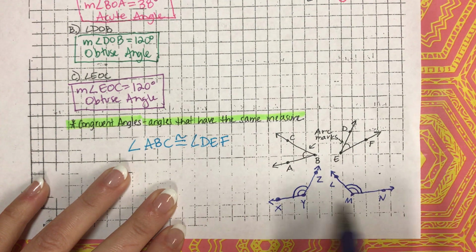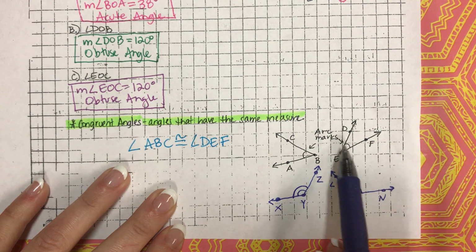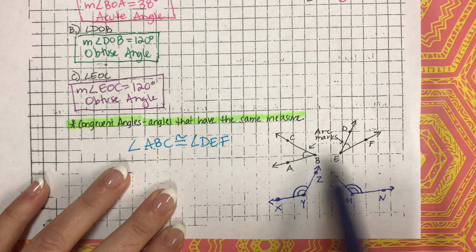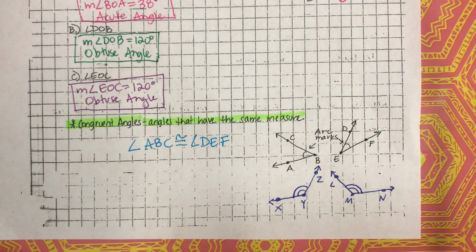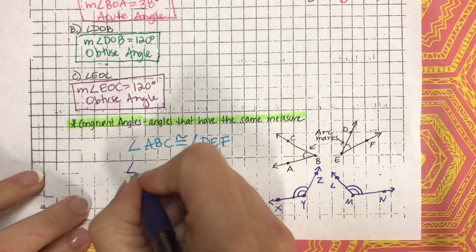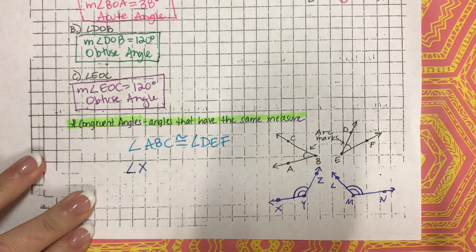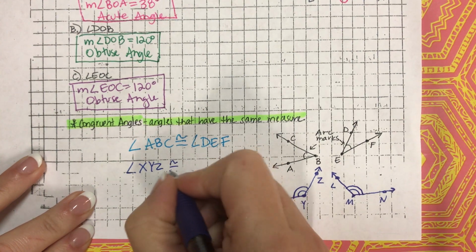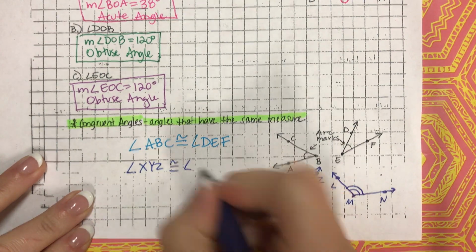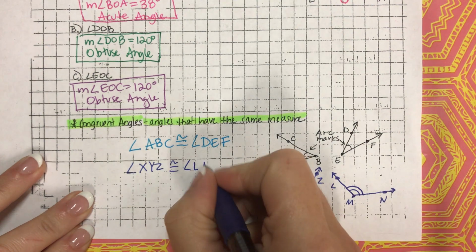And so the fact that there's two lets me know that these are the same, and these are the same, but this group and this group are different in measure. So I could write this: angle XYZ, always make sure that the vertex is in the middle, is congruent to angle LMN.